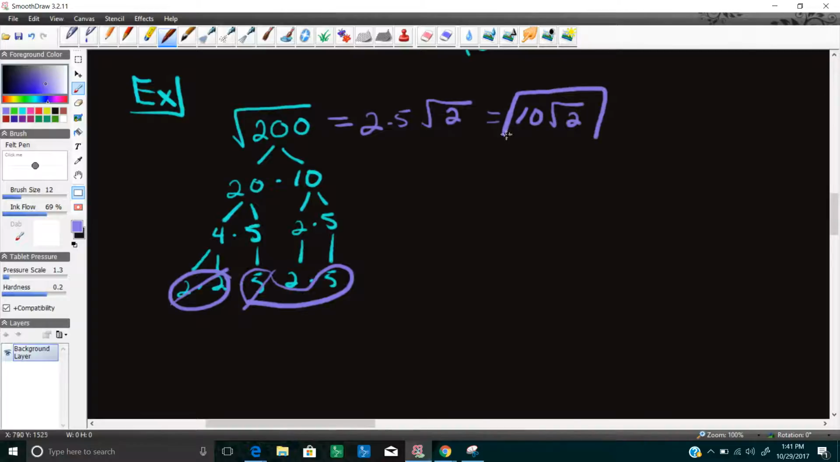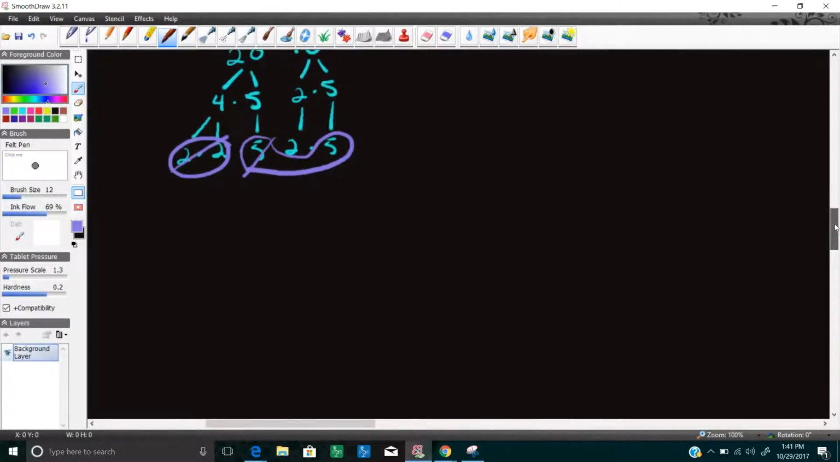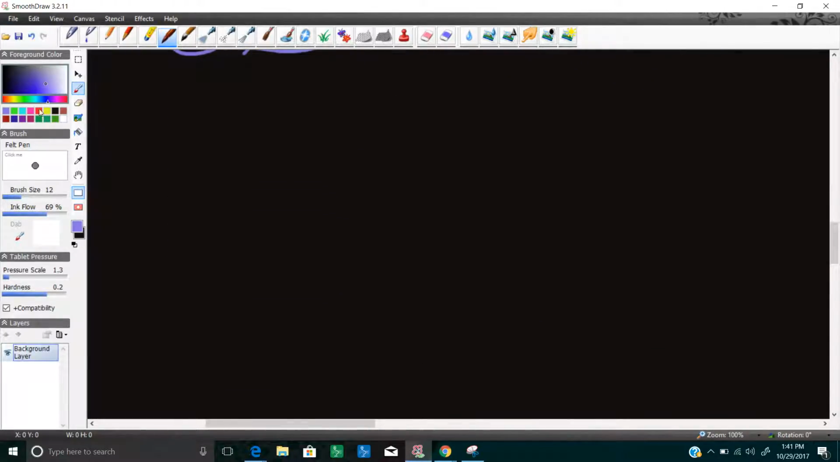Let's see if this is correct. Remember, if we were to plug this 10 back inside, it gets doubled. So that would be like saying 10 times 10, and then times that 2. 10 times 10 is 100, times 2, which is 200. And of course, some of you will get the hang of this very quickly, and you're going to notice that if you can find a perfect square, like 100, it makes it way easier. So I'm going to do some more examples with letters now.